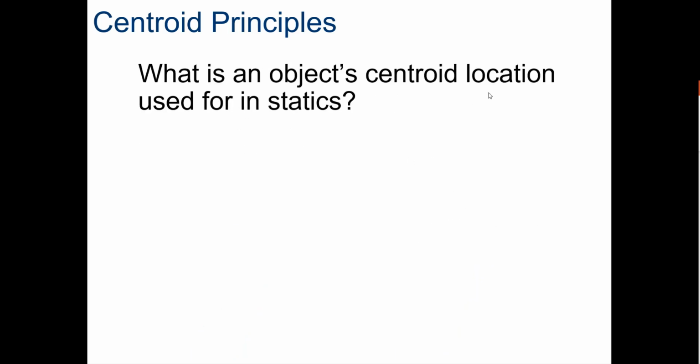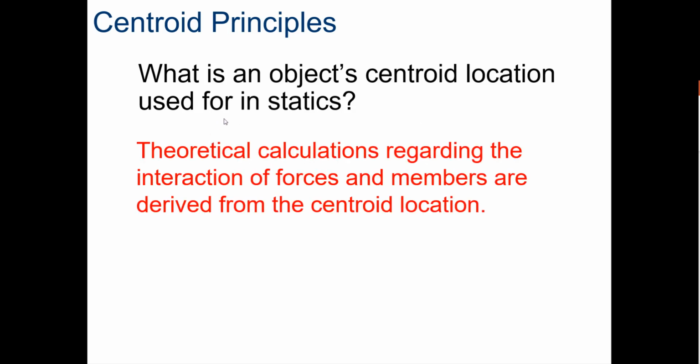So what is an object's centroid location used for? Theoretical calculations regarding the interaction of forces and members. Basically, the centroid location is something that a designer would consider when they're thinking about the tipping point. So a race car has a very low center of gravity, and that's so that it can go around turns very fast and not tip over. Whereas a Jeep Wrangler, especially if it has big wheels on it, if it goes around a turn very fast, its center of gravity is very high. Most of the weight is very high off the ground, so it's easier for it to tip over.